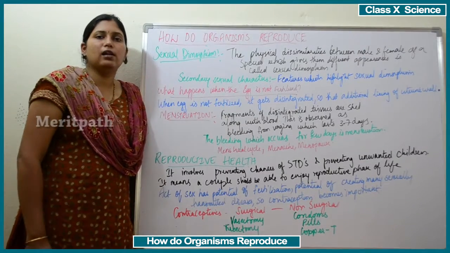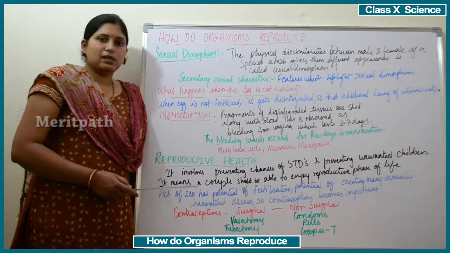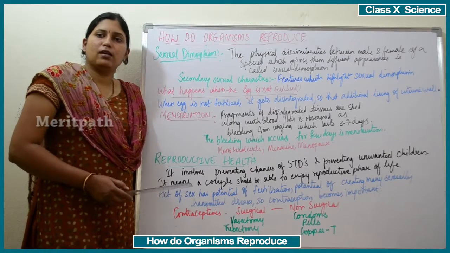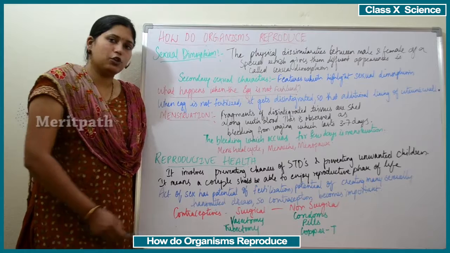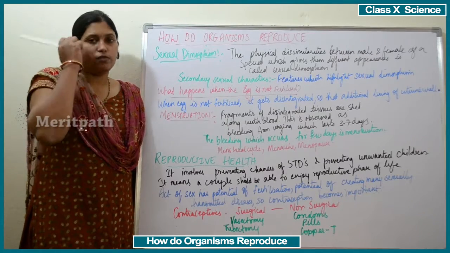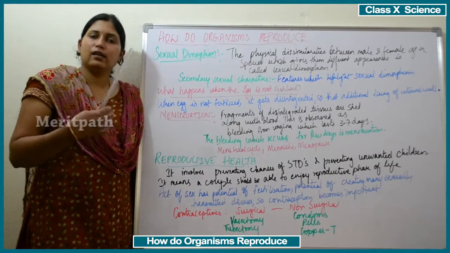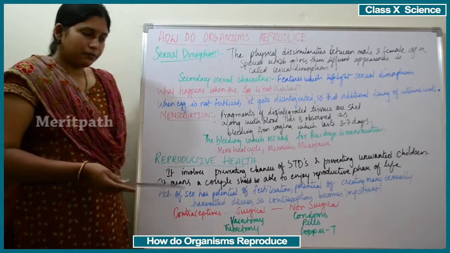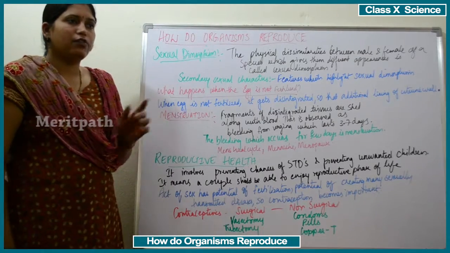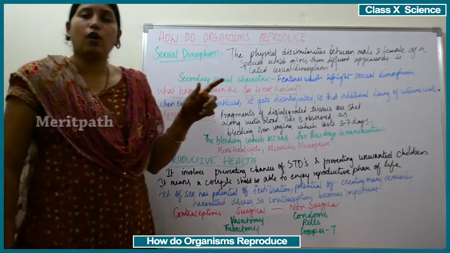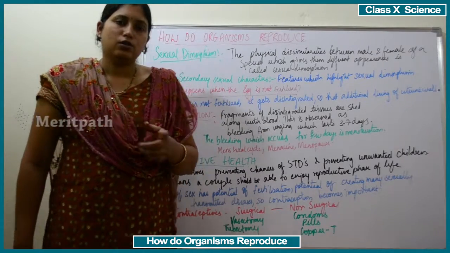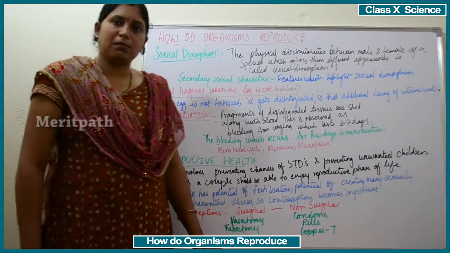Tubectomy is the surgical contraceptive method in females, where the fallopian tubes are cut so that the ovum is not released and then it is not fertilized. If the fallopian tubes are cut, the ovum will not be released into the uterus, right? Thereby unwanted pregnancies can be prevented.